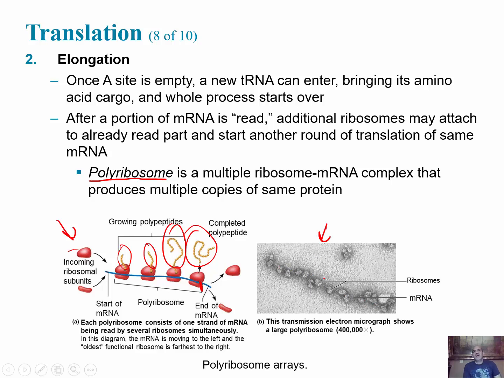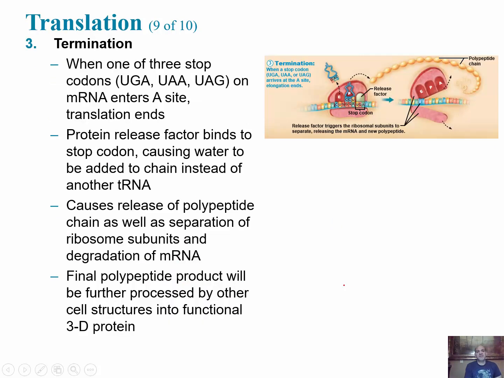So they're all translating at the same time. A polyribosome would be making multiple copies of that same protein at the same time. Again, the ribosomes would be at different stages as they move along this mRNA. And then we're going to have termination. And remember, there were 3 stop codons. So there was UGA, UAA, and UAG.